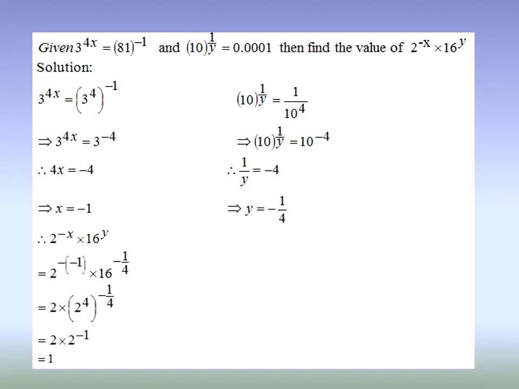Now when the bases are same and the powers are different and between them we have an equal sign, we can write the powers are equal. So 4x equal to minus 4. From here we can write x equal to minus 1. Now from the second condition, 0.0001 we can write 1 by 10 to the power 4, and 1 by 10 to the power 4 we can write 10 to the power minus 4. The same way, now the powers are equal, so 1 by y is equal to minus 4, so y equal to minus 1 by 4.